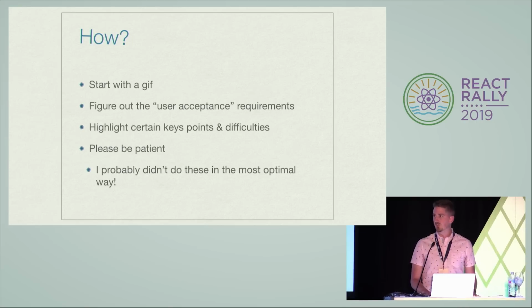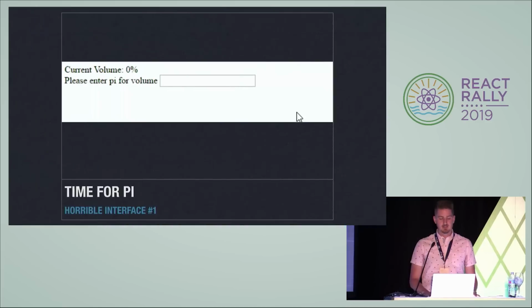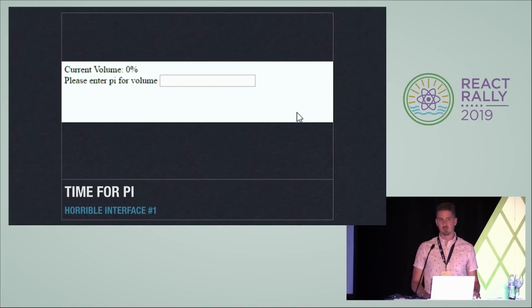So with all that introduction done, let's actually look at the first horrible interface. Once again, I'll let it play once or twice, and try to think of what the requirements are for this.